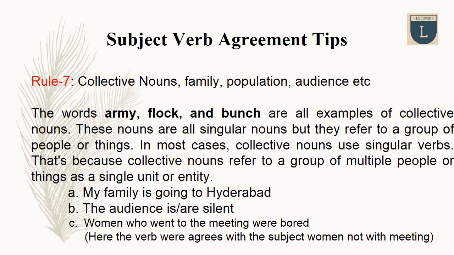Family is a collective noun. A singular verb is coming up here, so they agree with each other. So collective nouns take a singular verb. Audience is or are silent. So audience is a case where it can be used with is, singular, as well as plural. Predominantly, when you refer to audience as a collective noun in the context, a singular verb is coming. Is has to be used.